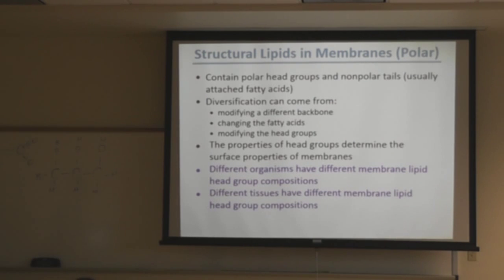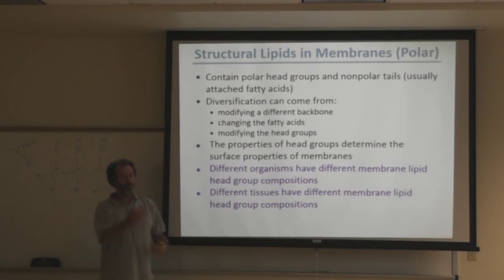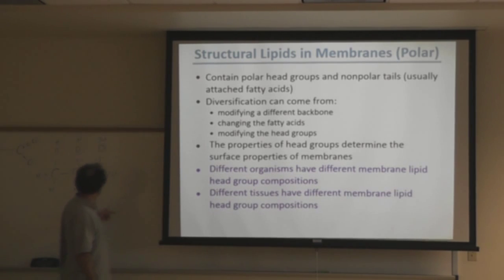So structural lipids and membranes have polar head groups, right? And non-polar tails, usually fatty acids. Diversification can come from modifying different backbones. And I showed you at the beginning, the most common backbone is glycerol, right? And the other one, do you remember? Probably not. But sphingosine or something like that.